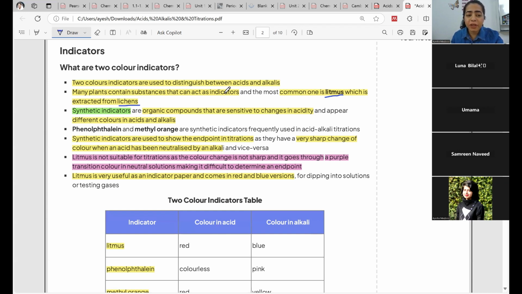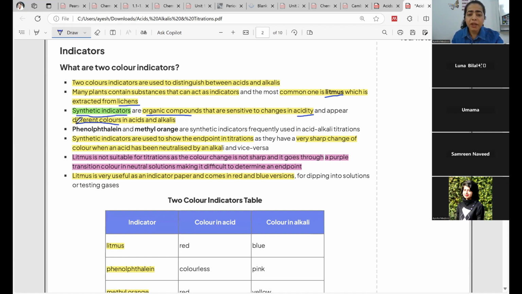Most of the indicators are synthetic, meaning we can prepare them in the lab. Synthetic indicators are prepared from some organic compounds. We'll talk about organic compounds in our coming topics next week. Organic compounds are very sensitive to changes in acidity, meaning if we change the pH value towards acidic or towards alkali, they can give us different colors according to the pH values.